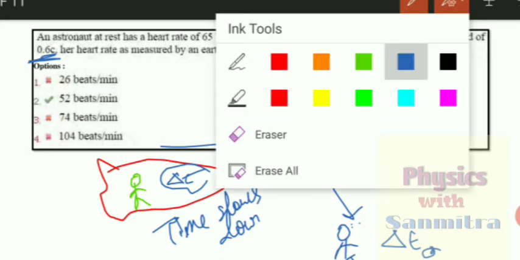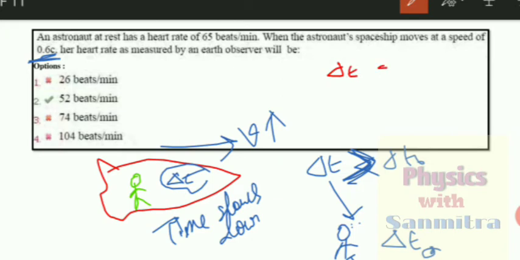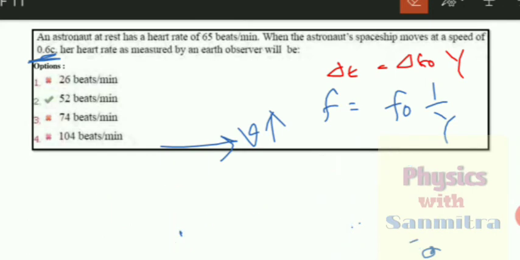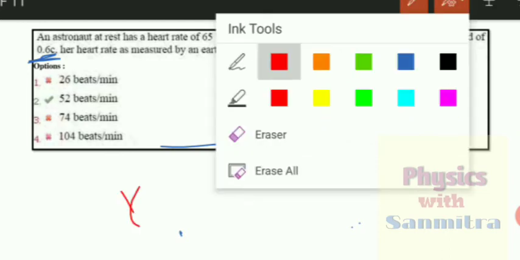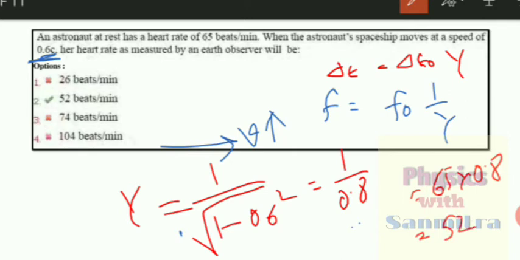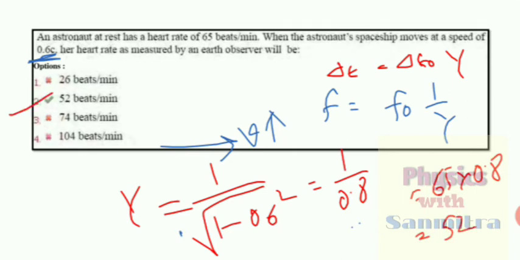So I can write the time dilation equation: del t is equal to del t naught into gamma. Now let me take the reciprocal so that I can find the frequency. So f is equal to f naught into 1 by gamma. If I can find the value of gamma, then my job will be easier. Gamma will be 1 by root over of 1 minus 0.6 whole square. That means v by c is 0.6 here. So 1 by gamma is 0.8. So this is 65 into 0.8. The answer is 52 beats per minute. So my option 2 is correct. Next question.